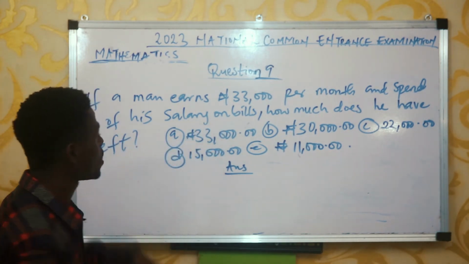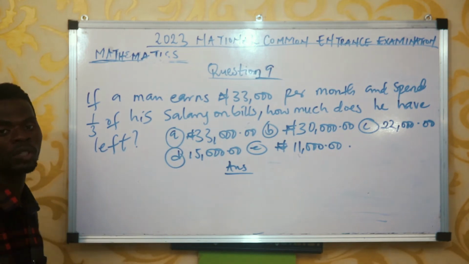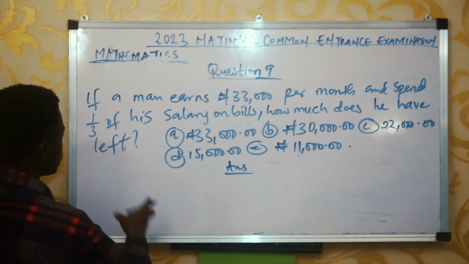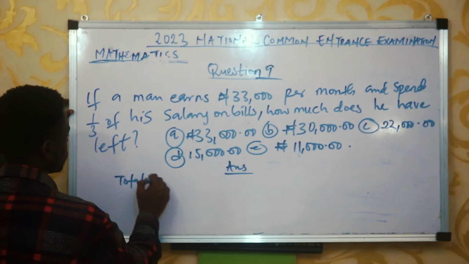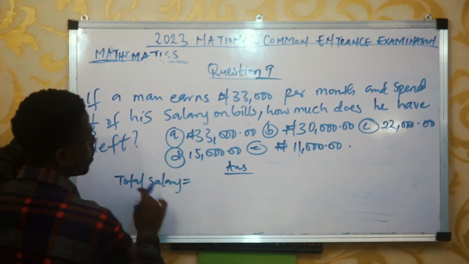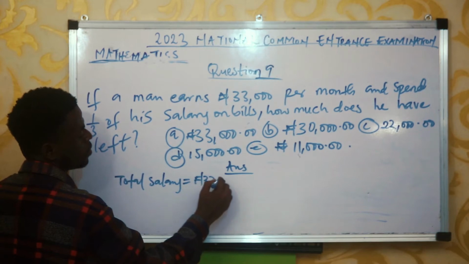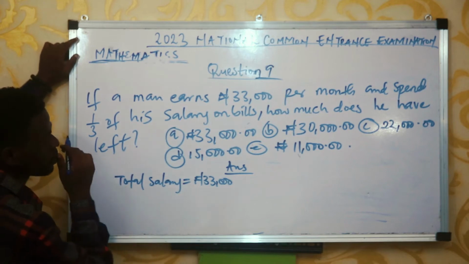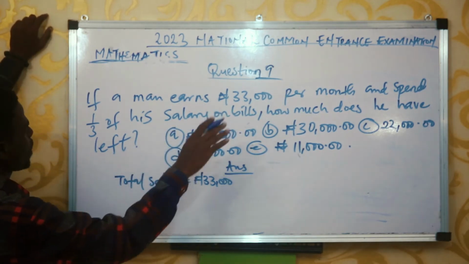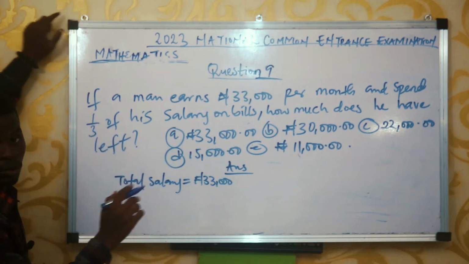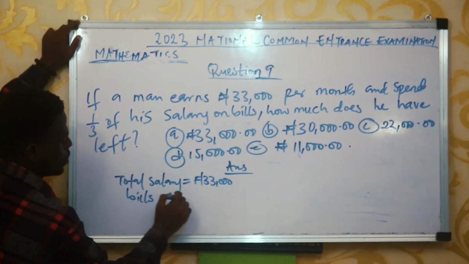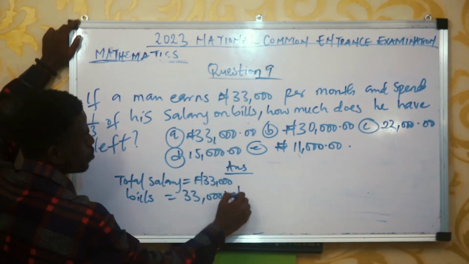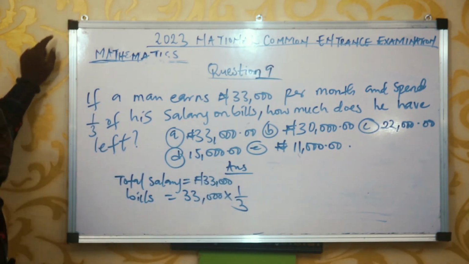In this case, let's multiply the total amount times 1/3. We want to look at the amount he spent on bills, from his salary. Don't forget, the total salary is 33,000 naira. So the amount spent on bills is 33,000 times 1/3. Take note of that.